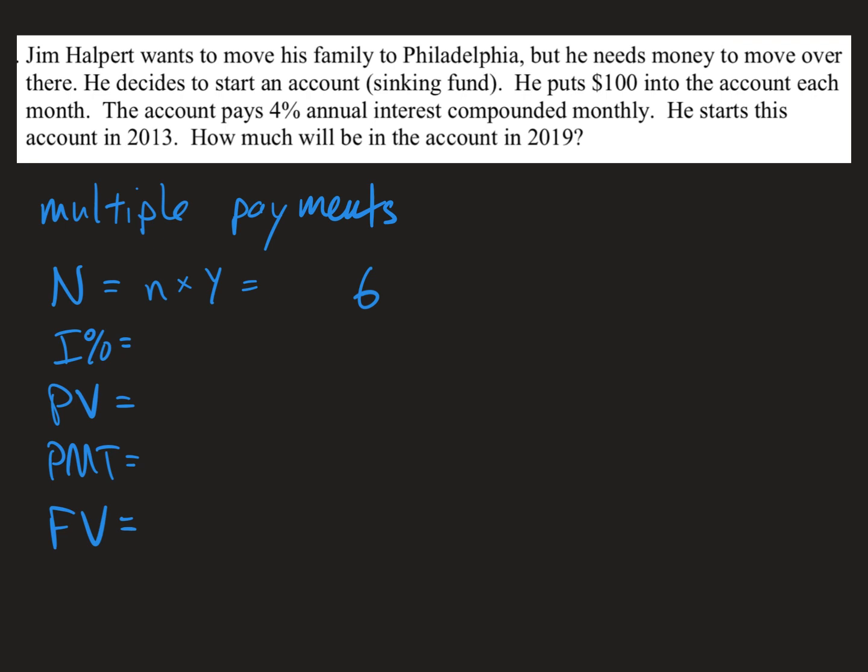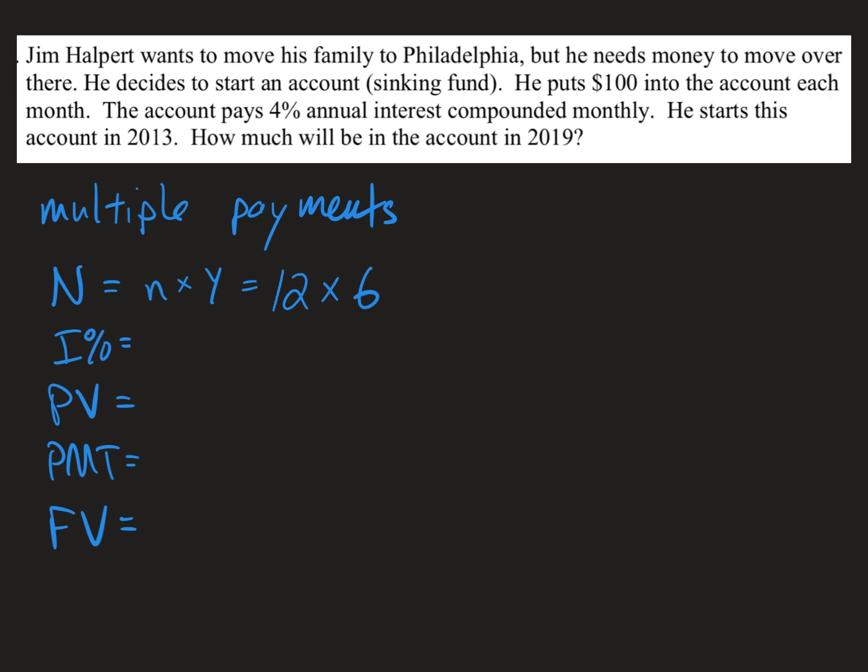Now as for little n, it is found just like with any other compounding problem. You can find either the words compounded, and there it is, monthly, or you can look for how often the deposit or payment gets made. In this case, he deposits $100 into the account each month. So n here is 12.